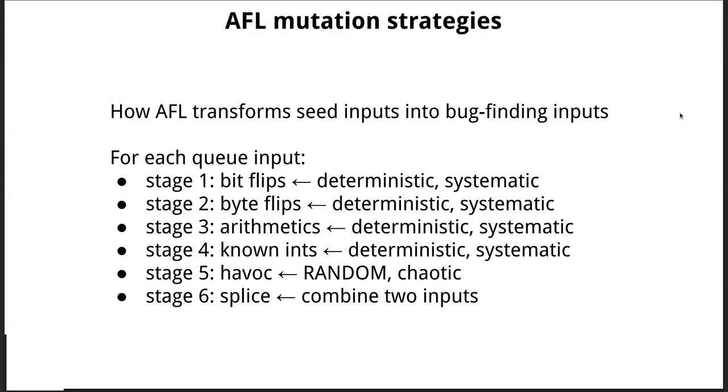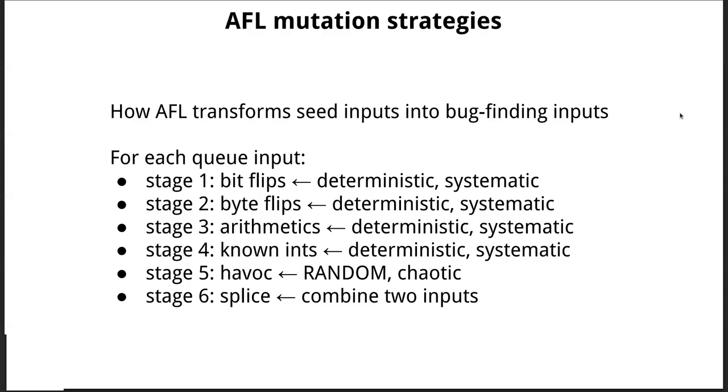5 characters. Each character is 8 bits, right? So your input in this case is 40 bits. It will flip the first bit, then the second bit, up to the 40th. So in total, it will generate 40 inputs from your seed. Your seed is five letters, 5 bytes. It will generate 40 more inputs from that.